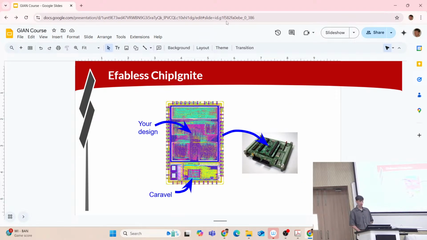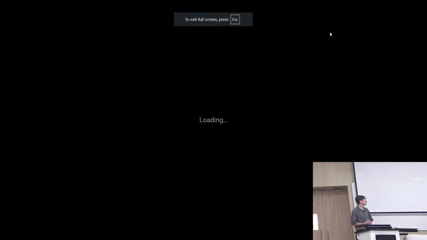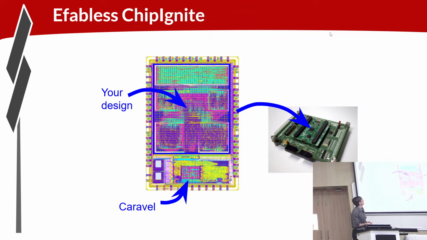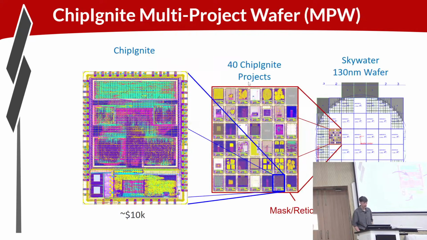All right, so let's talk a little bit about Tiny Tapeout, the nature of Tiny Tapeout. So this is not Tiny Tapeout specifically. This is Chip Ignite from eFabless. eFabless offers this easy path to silicon. eFabless gives you this Caravel harness, and your design goes into the empty box there. And then they give you a path to fabricating that silicon and mounting it so that you can play around with it.